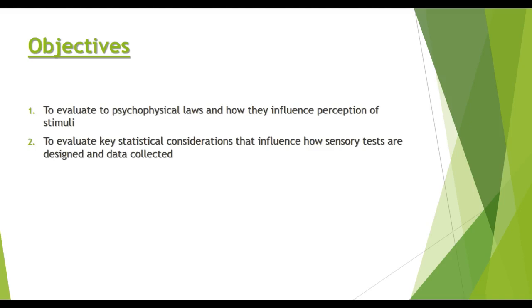As food scientists, we are used to using the laws of physics and whatnot to think about what happens in food from a physical and chemical perspective. When we start dealing with sensory, we have a new layer of laws that we have to consider, and that's the consideration of the psychology of how decisions and things are made. The second thing that we're going to do is talk about key statistical considerations that influence how sensory tests are designed and how data is collected.